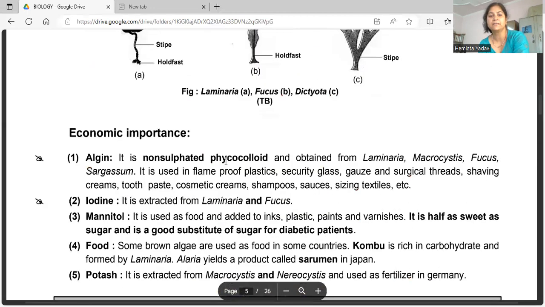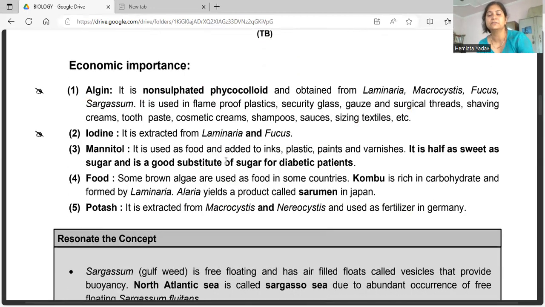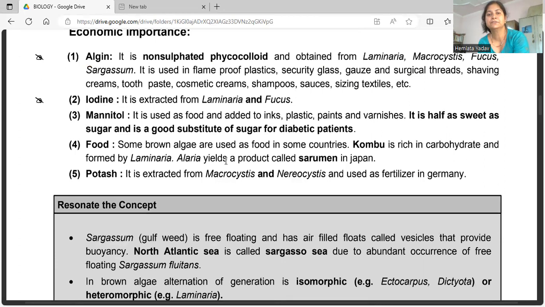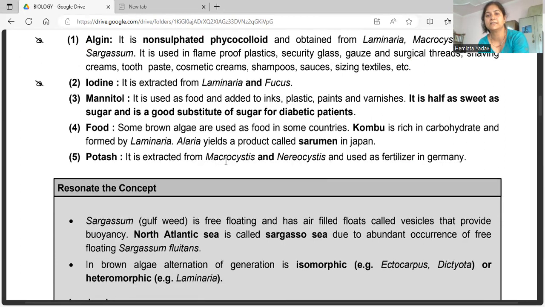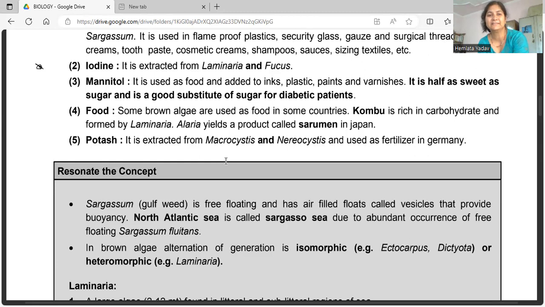And economic importance: algin is a non-sulfated phycocolloid obtained from Laminaria and Macrocystis. Sargassum से हमें algin मिलता है. And it is used in flame-proof plastics, security glass, gauze and surgical threads. These are made by the algin.